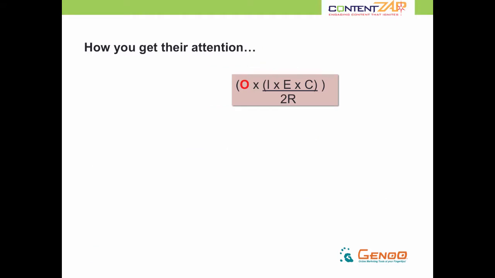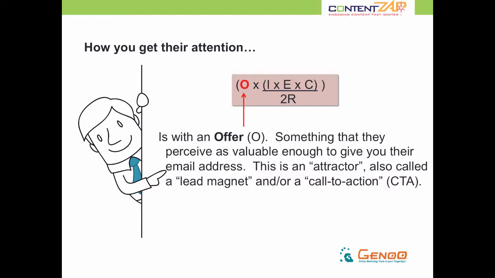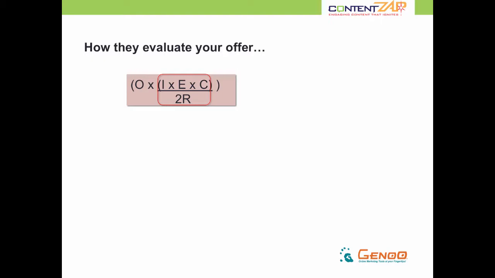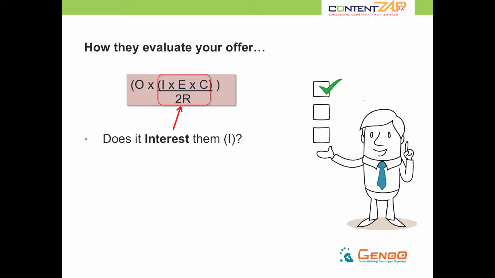Okay, on we go. How you get their attention is with an offer, something that they perceive as valuable enough to give you their email address. We call this an attractor or a lead magnet, or a call to action, or CTA. All of those speak to this thing called an offer. Now, how they evaluate your offer. We're going to keep turning the focus from you to your audience, okay? So whatever content you put in front of your leads, they look at it like this.